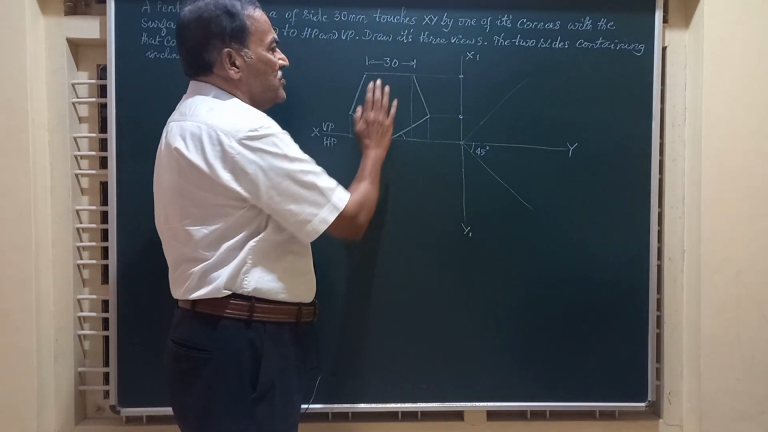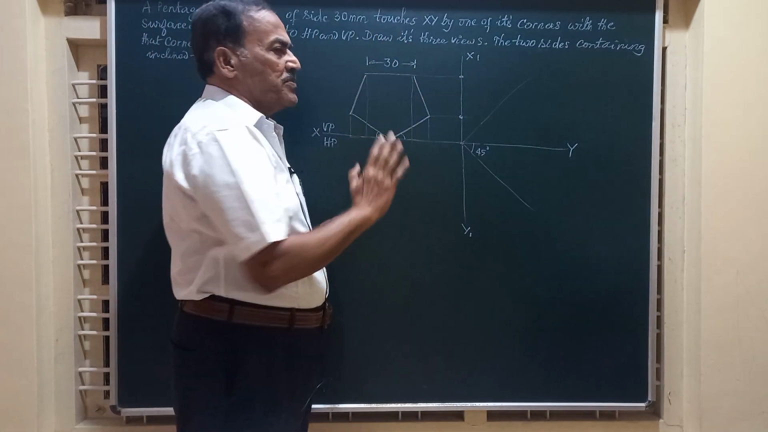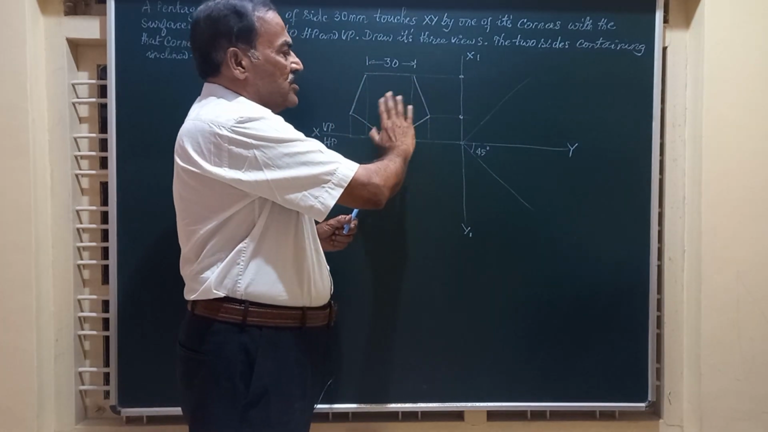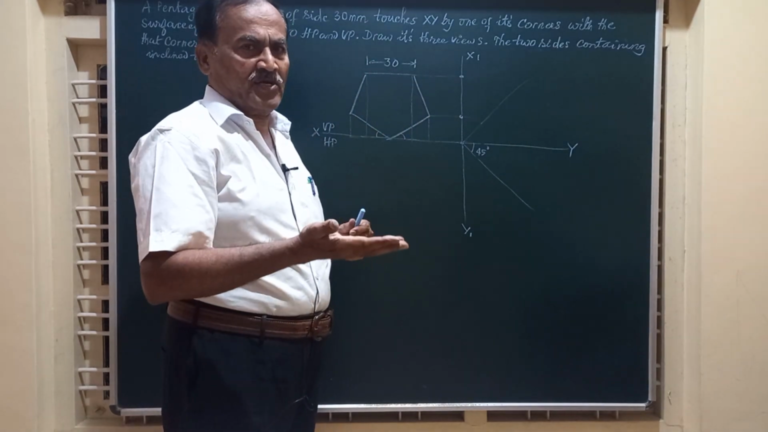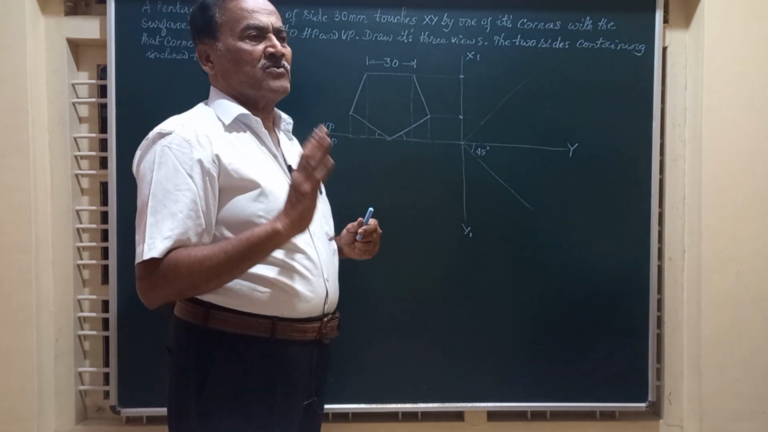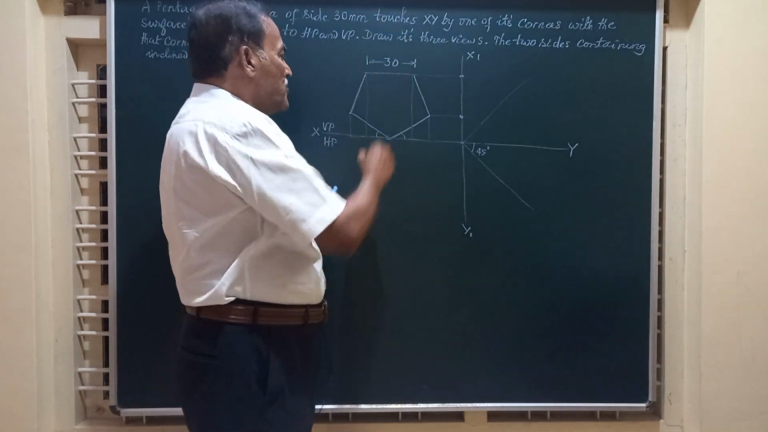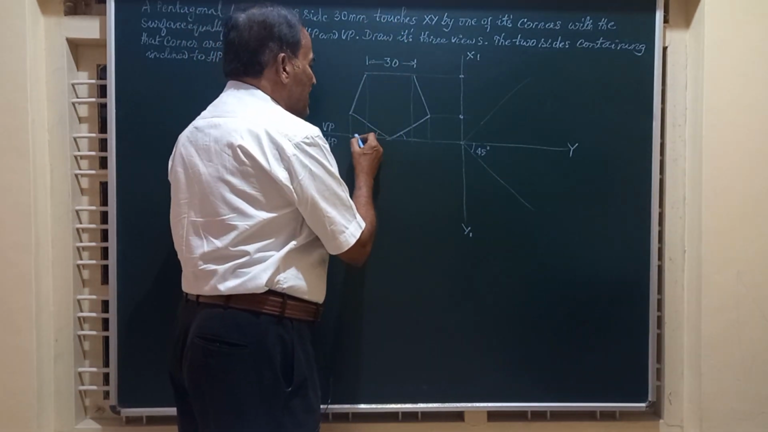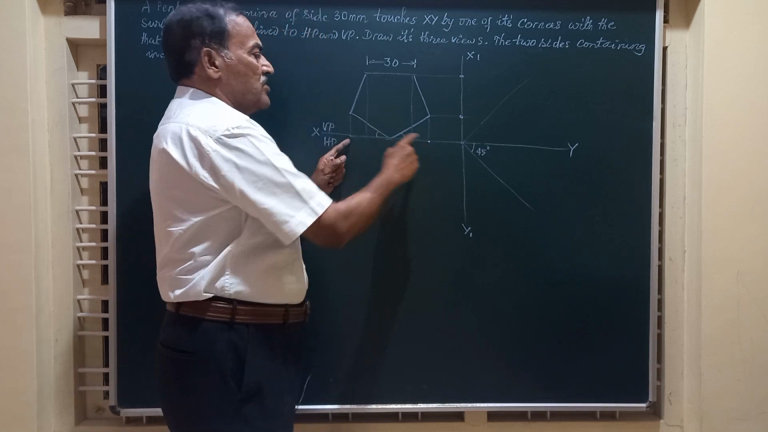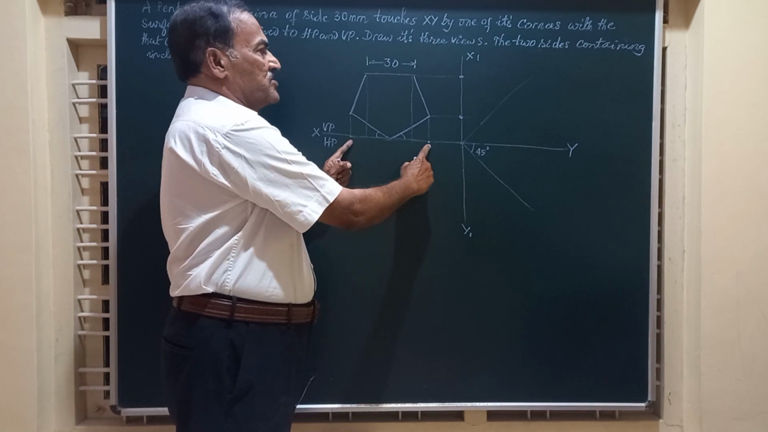Obtain the front view. Whenever the lamina is on VP, irrespective of its location or orientation with XY, the front view is going to be the true shape of the pentagon. That's going to be a regular pentagon. And the top view you get as a line on XY. So this line will give you the top view of the lamina, of length equal to, say, M.